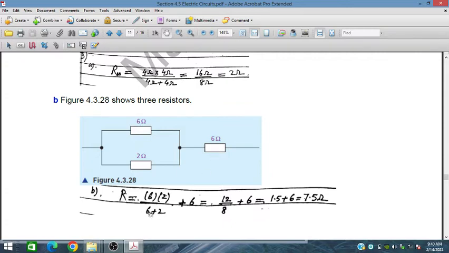So this is 12 over 8. So this is 1.5 plus 6, which is equal to 7.5. So the effective resistance is 7.5 ohms from here to here.